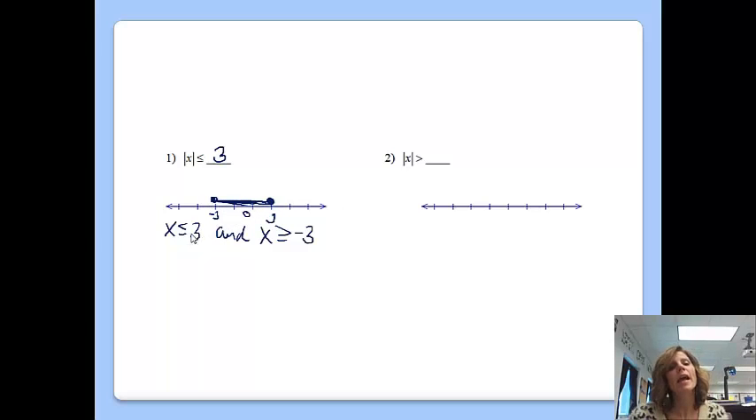And then if you want to, you may leave your answer just like this. I could also rewrite this so it looks like this. So either one of those answers is 100% correct.